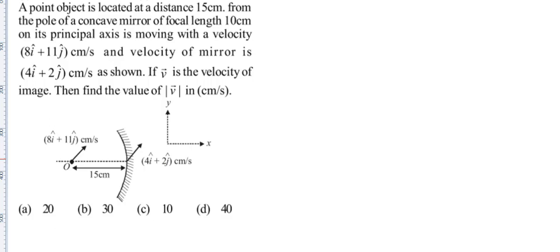What is asked? v is the velocity of the image. Then the magnitude of the velocity of the image is asked. Fine. Now to understand and to solve this question, 2 points are important. Okay, let us see those 2 points.